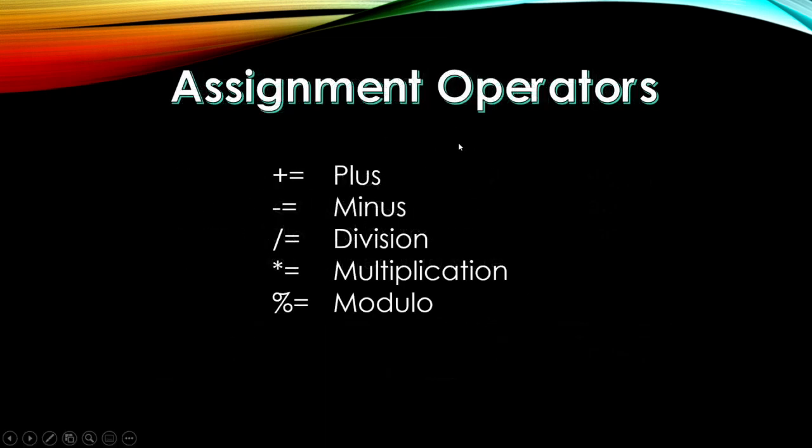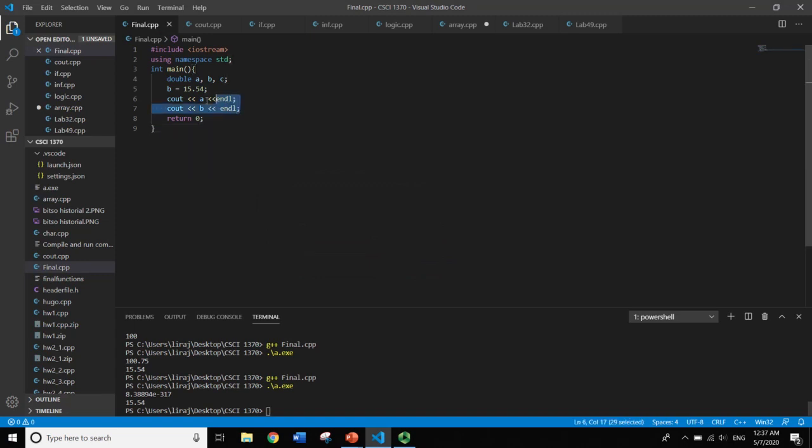There are several assignment operators: plus, minus, division, multiplication, and modulus. These are useful when you want to make a variable equal to something plus something else. Let me show you this in a program, which will be easier.